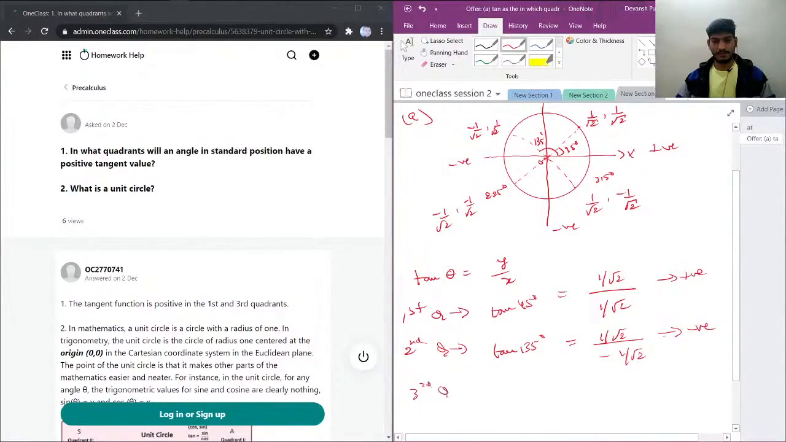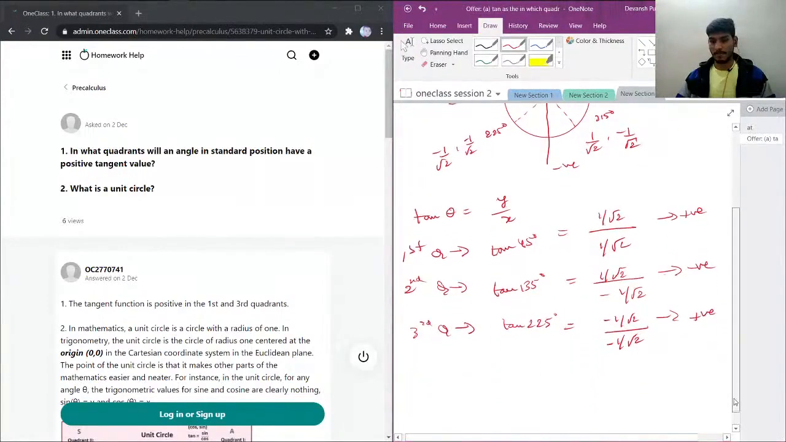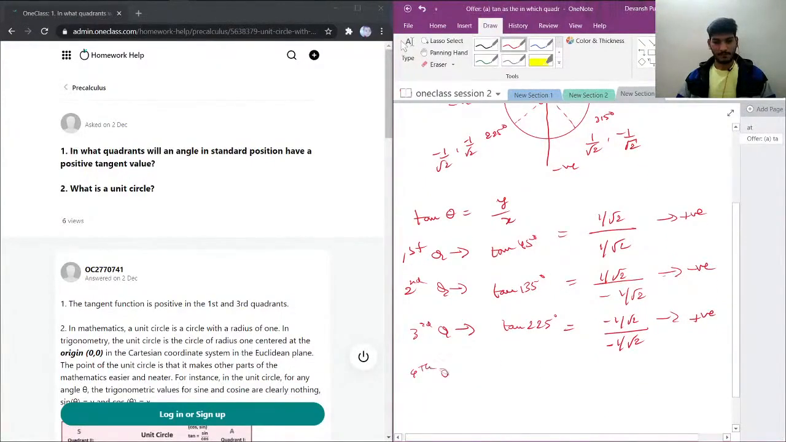For my third quadrant, tangent of 225 degree will be negative of 1 over root 2 over negative of 1 over root 2, and this negative and negative will be cancelled, so this will become positive. For my fourth quadrant, this will be tangent of 315 degrees, and here in the fourth quadrant my y is negative and x is 1 over root 2, and this will become negative.